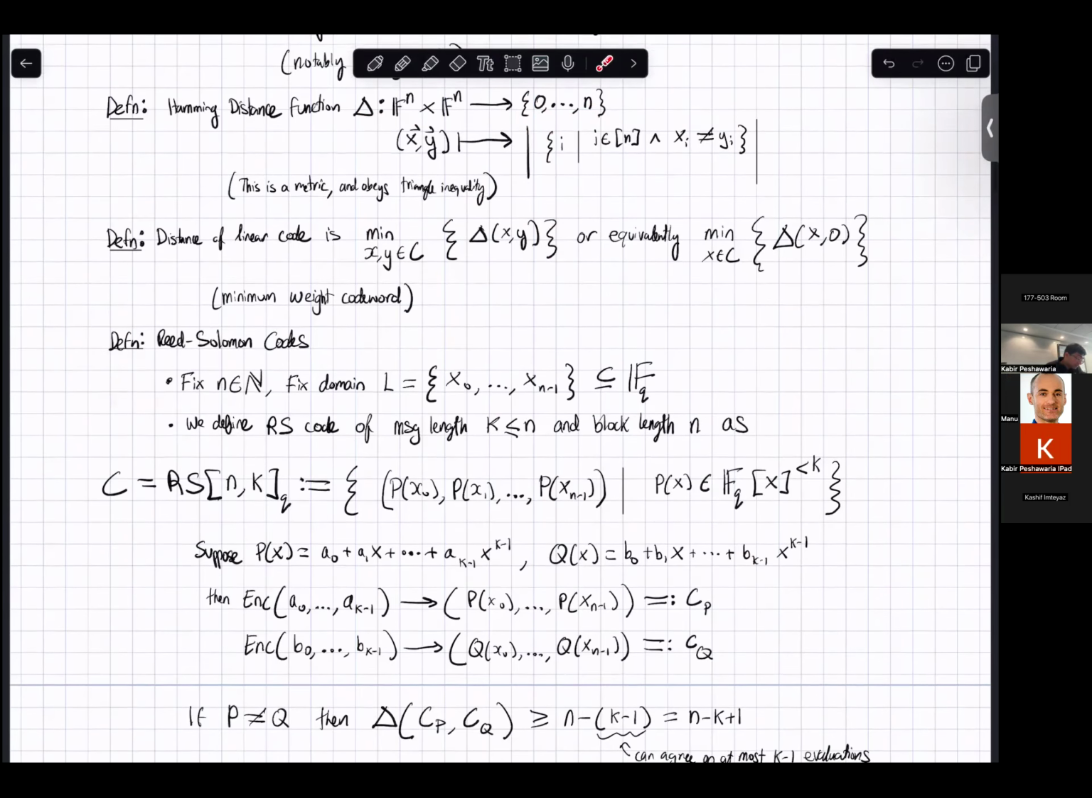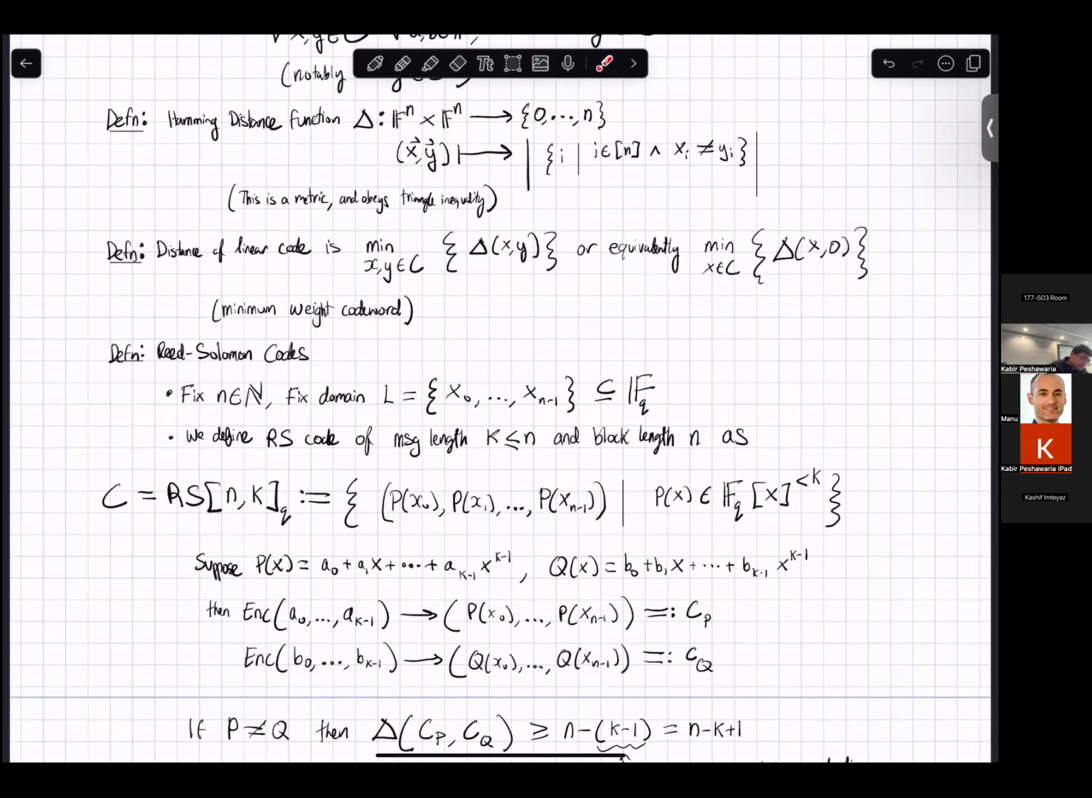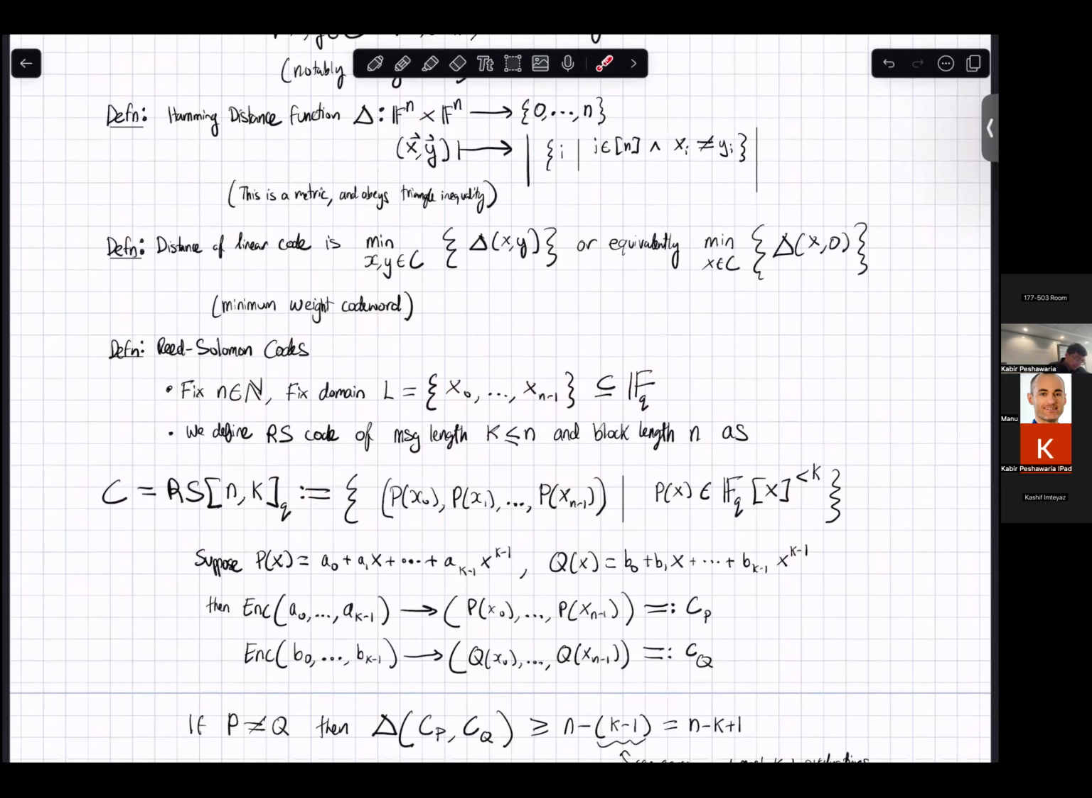Okay, finally, now I can talk about a specific type of linear codes called Reed-Solomon codes. The way this works is we fix some natural number n, and then we fix some domain of n points in our field. And now what I'll do is I'll define a Reed-Solomon code of message length k and block length n. Again, n is the dimension of the ambient space, and k is the dimension of my subspace, or the code. And I can say that C is the Reed-Solomon code defined like this, which is basically the vector of evaluations at these n points of some degree less than k polynomial.